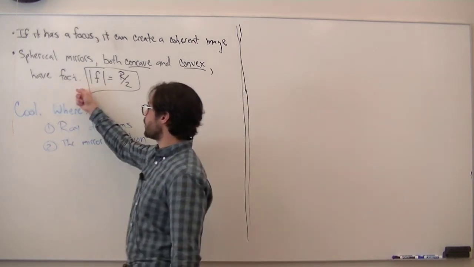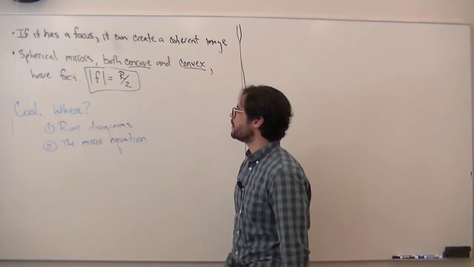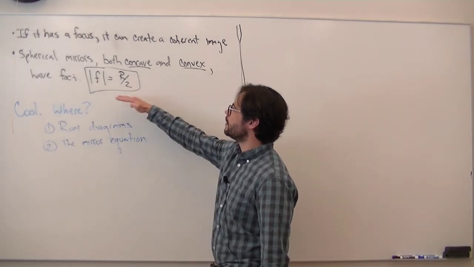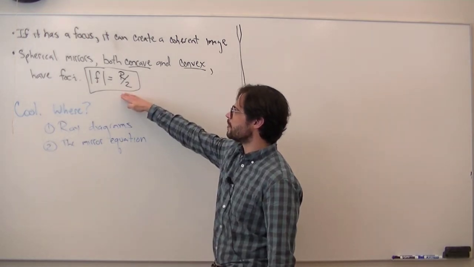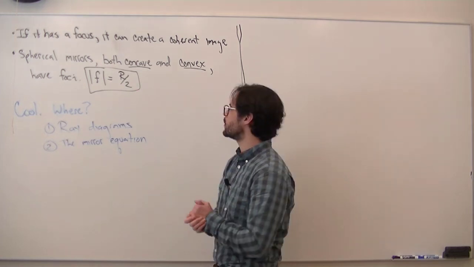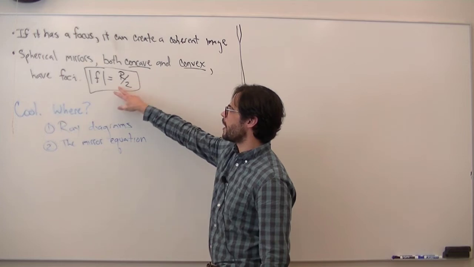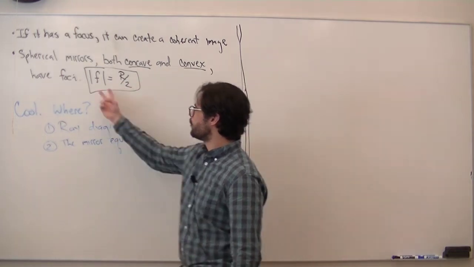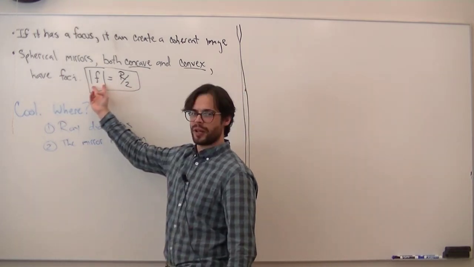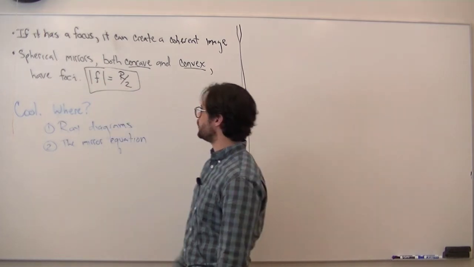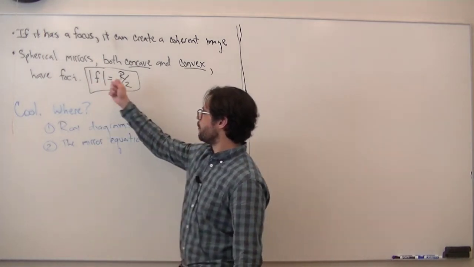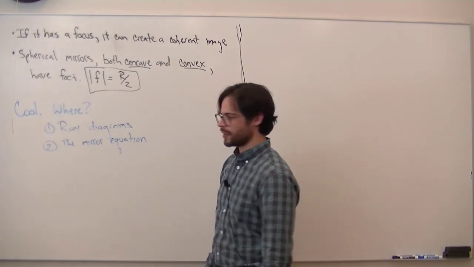So the second thing we showed, a little bit hand-wavy, but good enough, is that spherical mirrors, so mirrors that are cut from a sphere with some radius of curvature r, both concave and convex, have a focus. So that focal length, we've got absolute value bars on this because we'll put in signs in a minute, the focal length is half the radius of curvature.